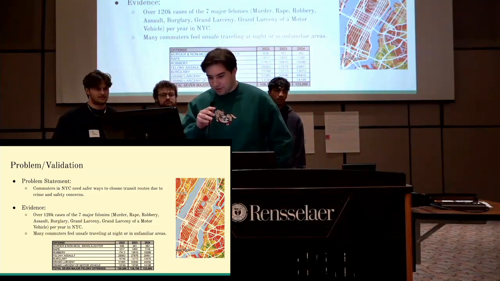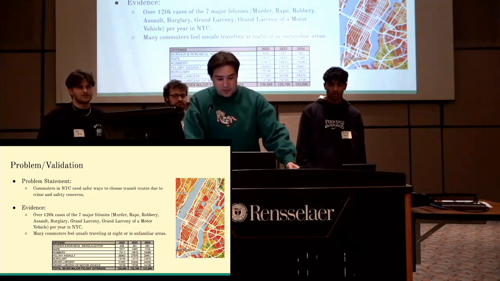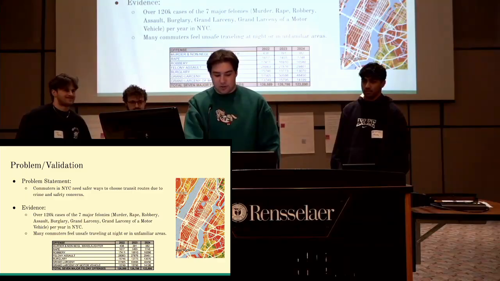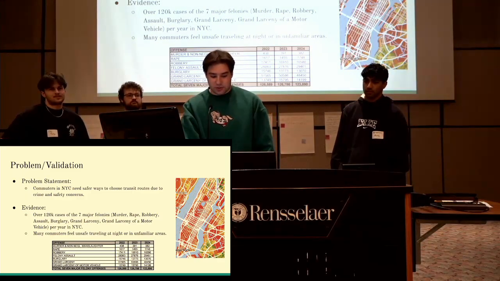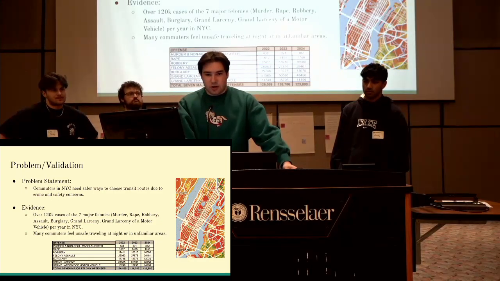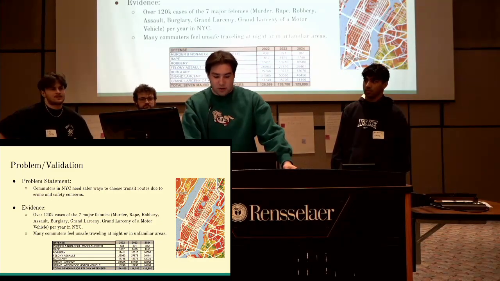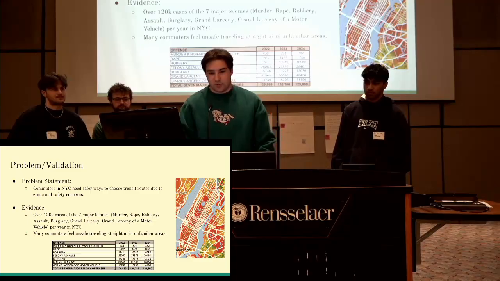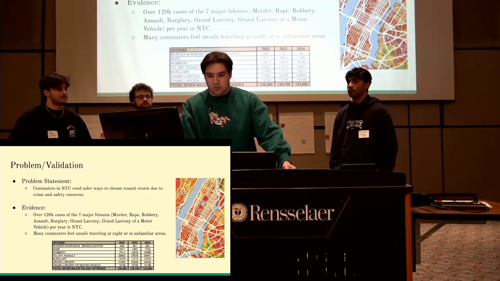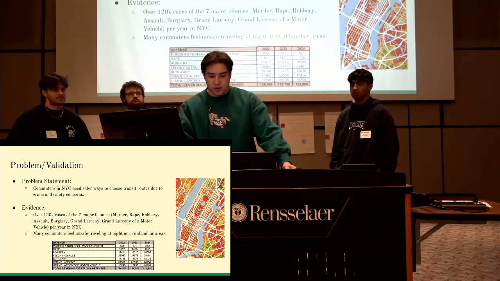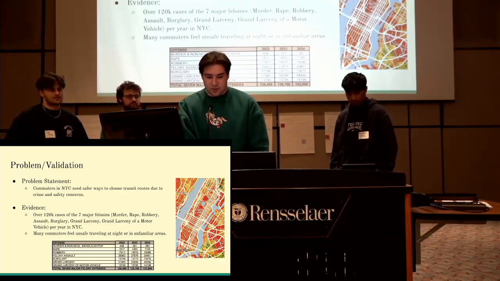All right, so the problem statement, similar to the last group, is commuters, specifically in New York City, especially ones who are not familiar to the area, would like safer ways to choose transit routes, walking routes, driving routes, whatever, due to crime and safety concerns. The way we thought of this was, we're all from the area, but going to other cities that might have different crime records, it's definitely something useful for your own vacation.